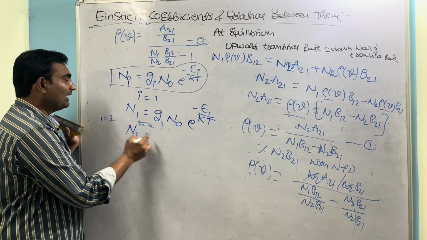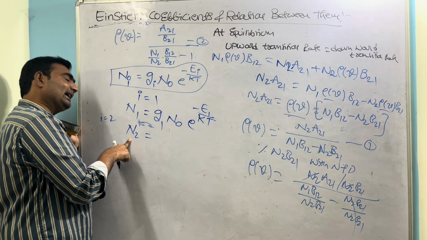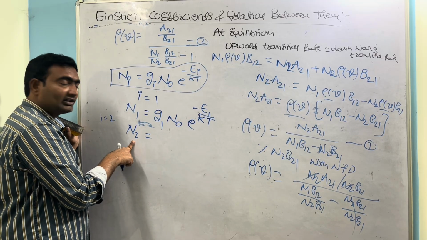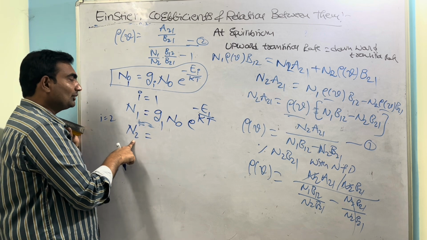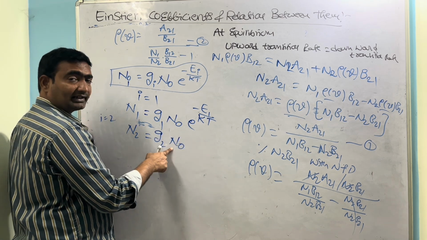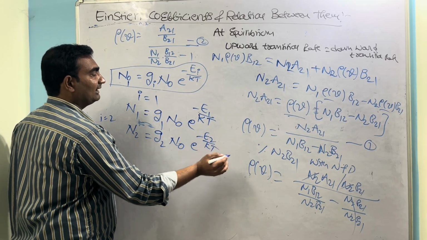Then it will use the number of atoms in the E2 energy level. In the E2 energy level, the number of atoms per unit volume we assumed as N2. So this N2 can be written as G2 into N0, the number of atoms in the ground state, into e power minus E2 divided by kT.